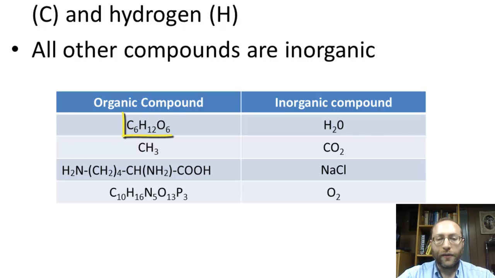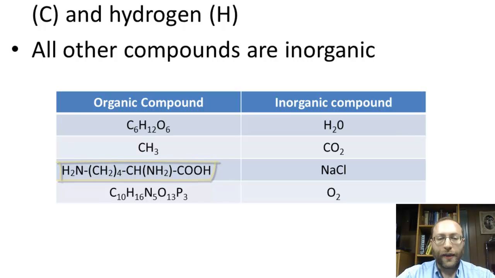just going line by line, C6H12O6, which is glucose, which is a sugar, that is organic because there's carbon and hydrogen. H2O, water, is inorganic because while there is hydrogen, there's no carbon, and you have to have both. CH3, which is methane, which is a natural gas, that's organic because once again it has carbon and hydrogen. CO2, which is carbon dioxide, is inorganic because while it has carbon, it doesn't have hydrogen, and you have to have both.